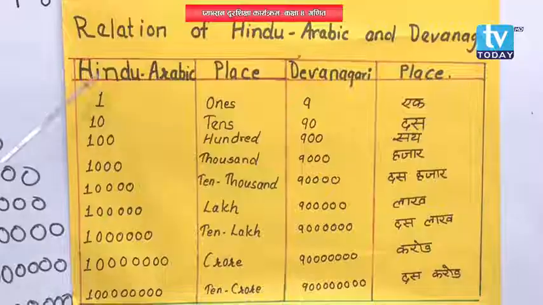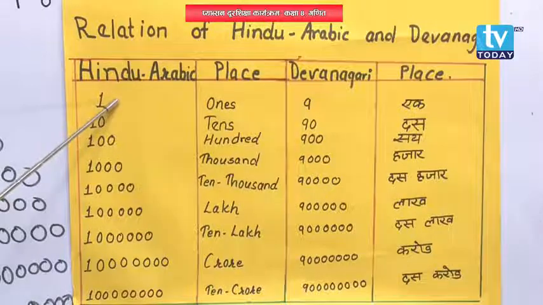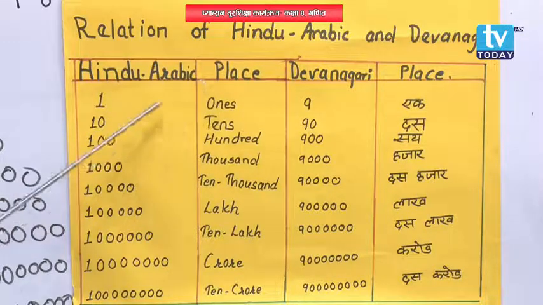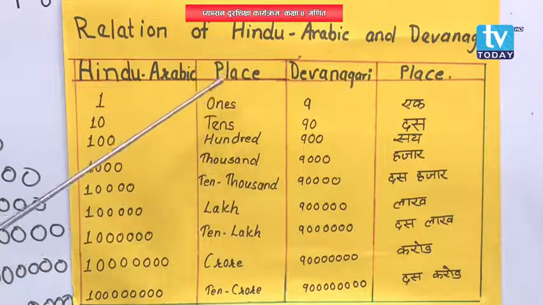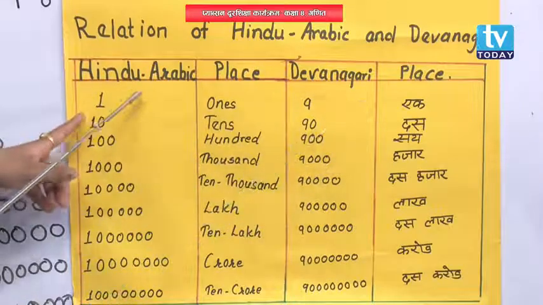So, here Hindu-Arabic means what? I am going to write only the place value. I am going to write place value 1. 1 means its place is ones. 10, its place is tens. I have already informed you before, right? It's 100. So 100 and their relationship, see?